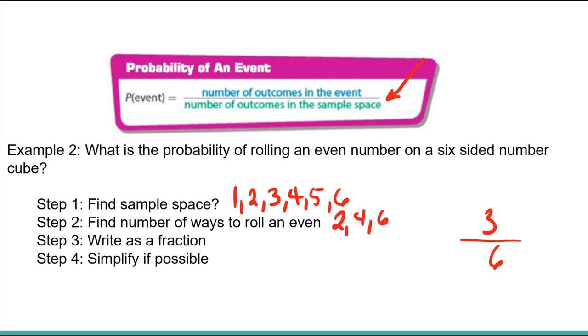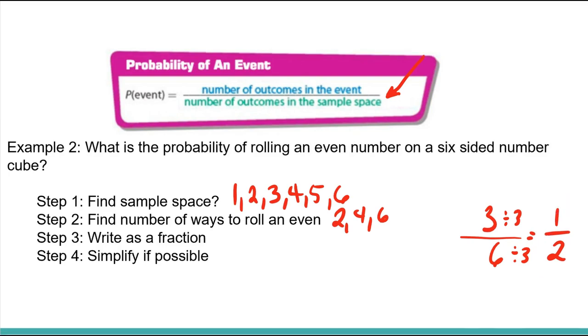There are 6 total possible outcomes. That means my probability is 3 out of 6. And as usual, we always simplify if we can to 1/2, because 3 goes into 3 and 6 and simplifies to 1/2. That means we say there is a 1 out of 2 or a 1/2 chance that we roll an even number on a 6-sided number cube.